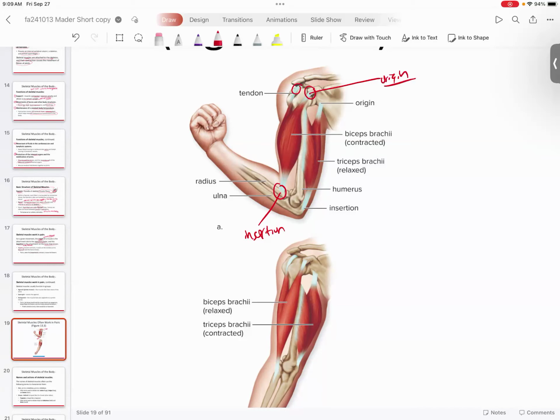So when you shorten your muscle, your arm goes up. That's the insertion being pulled up. Your shoulder doesn't go down, right? Because that's the origin. That's the non-moving part. And so every single muscle has an origin and an insertion. And so you have a stable reference point, and then you move your bone relative to that reference point.